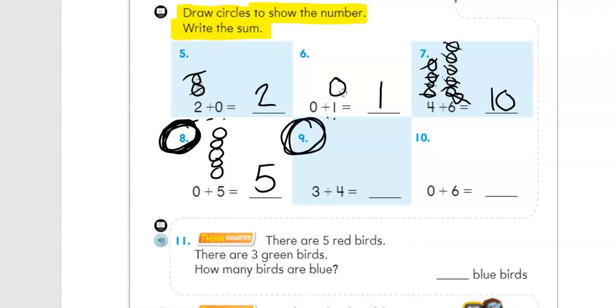Number 9. It's 7. Awesome job. Can you read the whole equation? 3 plus 4 equals 7. Good job. 1, 2, 3, 4, 5, 6, 7. And let's see. Kieran, will you please do number 10 right here? I already did number 10. Can you read me the equation?